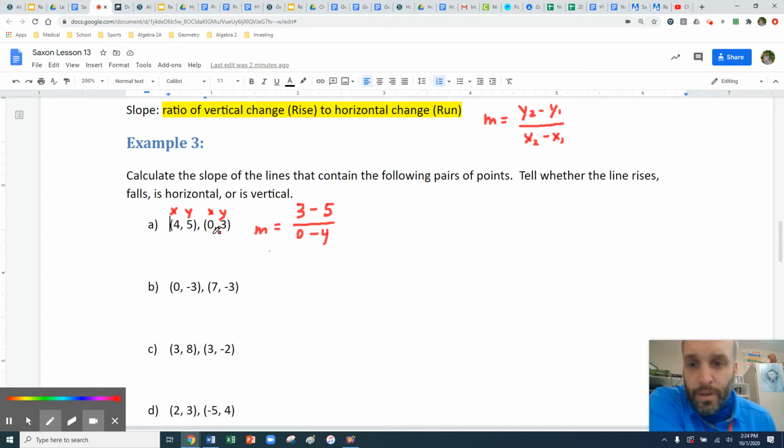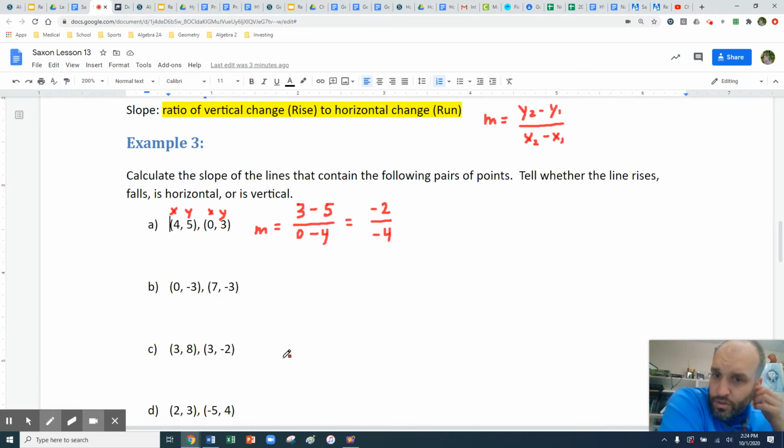Now I'll take the difference in my x's. So I've got an x coordinate of 0, and I've got an x coordinate of 4. So I do 0 minus 4. Now notice the order. I went 3 minus 5. If I start with the 3, then I do have to start with the 0, because that comes from the same point as what I used in the numerator.